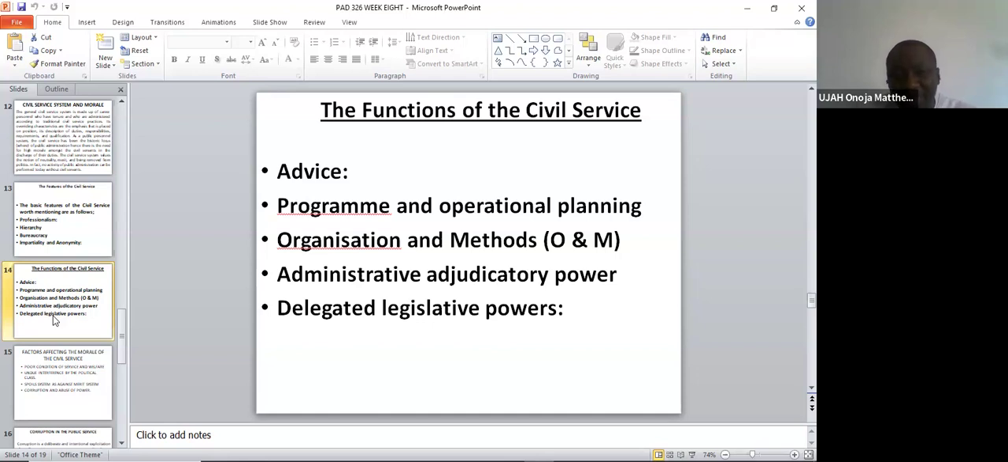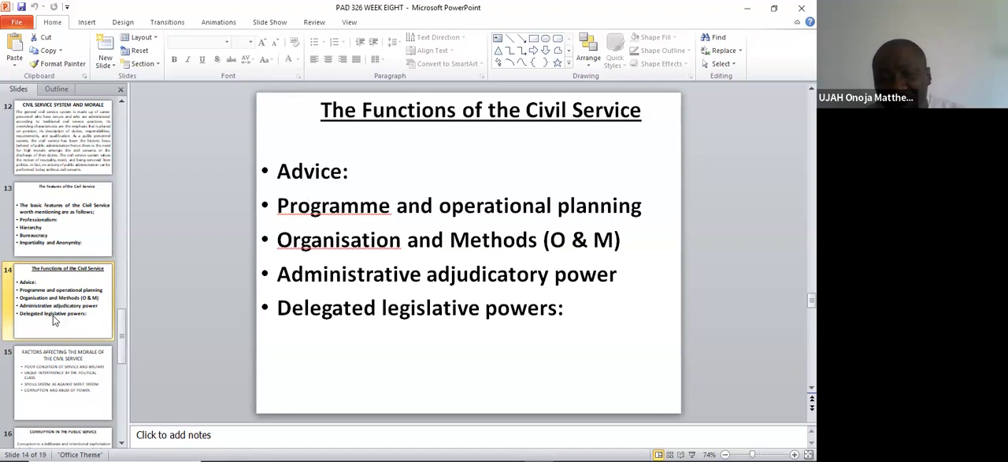Program and operational planning: they guide the government of the day on how to pursue issues of development and to create a system that rewards all and sundry. Organization and method: in terms of monitoring and guaranteeing strict adherence to the rules and regulations to stimulate efficiency and effectiveness, the civil service operates under this class. So the civil servant also carries out the role of ensuring that government policies are strictly adhered to and results gotten at the end of the day.